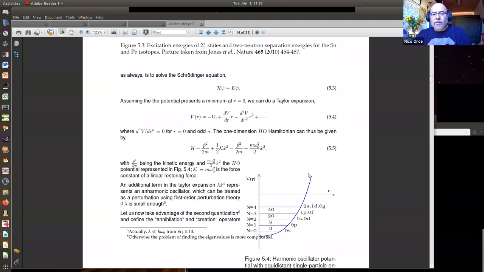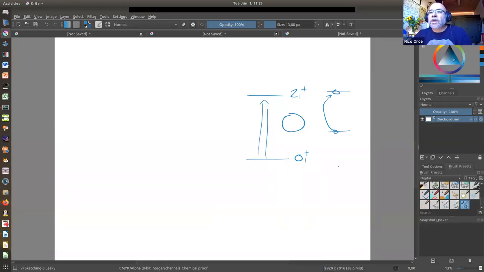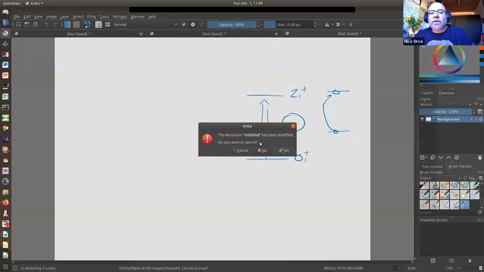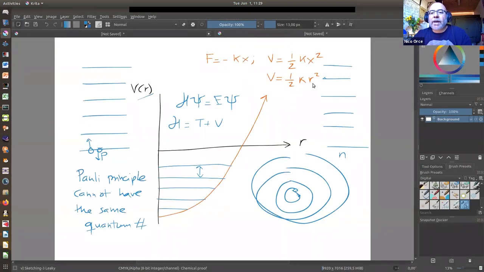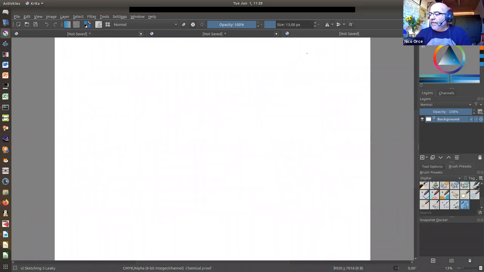So now, this is K, but K, as you know, is the force constant, which is m omega squared. Right, so in this potential here, K is m omega squared. This comes from classical mechanics. So basically, we have a Hamiltonian, which is T plus V, where T is P squared over 2m, plus 1/2 of K X squared.